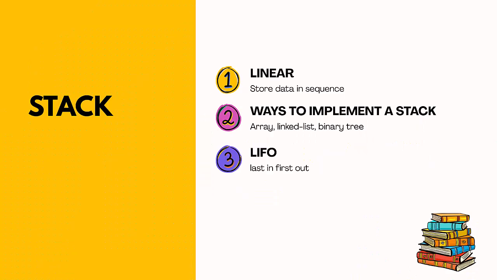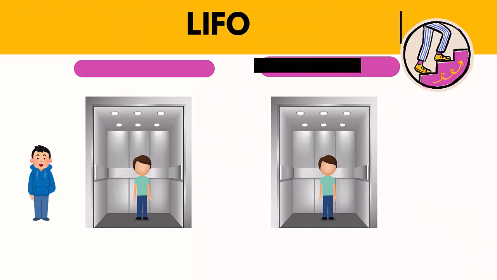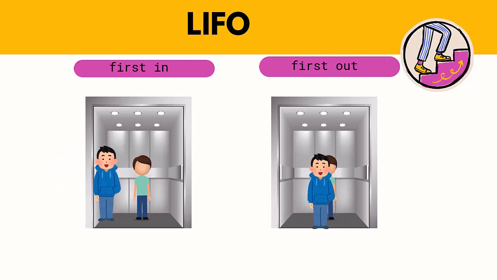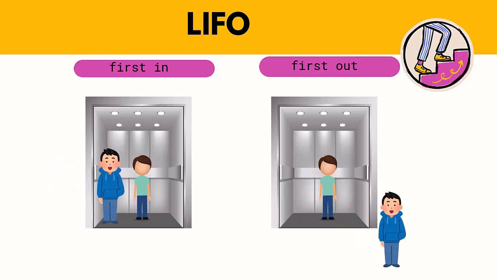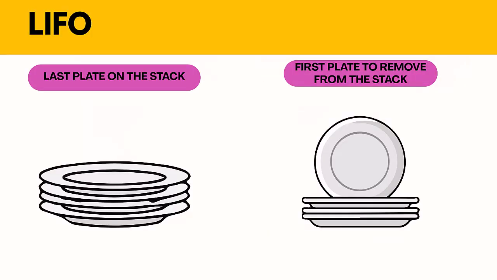Now, stack follows the LIFO approach, or last in, first out approach. Now, a last in, first out approach is like whatever you put in last, that's what's going to come out first. So an example of a last in, first out approach is when you take an elevator, right? The last person to go in the elevator is usually the first person to come out of the elevator, right? Another example is, let's say you have a stack of plates, right? The last one to go on top, that would be the first one to come out.